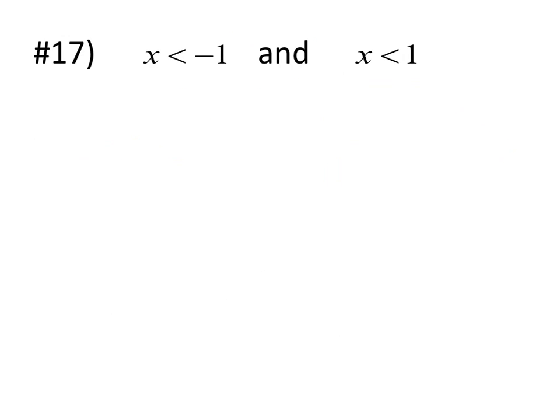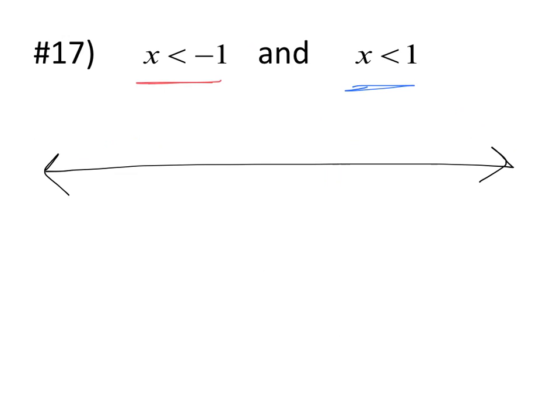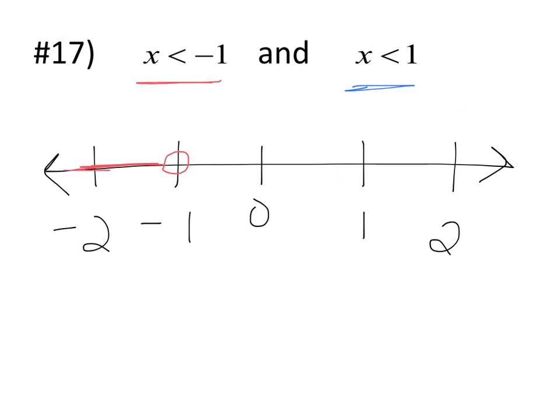Now we're still doing and, so again, I'm going to use red here and blue here. So I'm going to draw my graph. I'm going to put 0 in the middle. We'll go 1, 2, negative 1, negative 2. We'll do red first. So I've got negative 1. It's going to be an open circle. Because the variable's first, I'm going to shade the direction that the arrow is pointing, so that's going to be this way. And we know an open circle is a parenthesis.